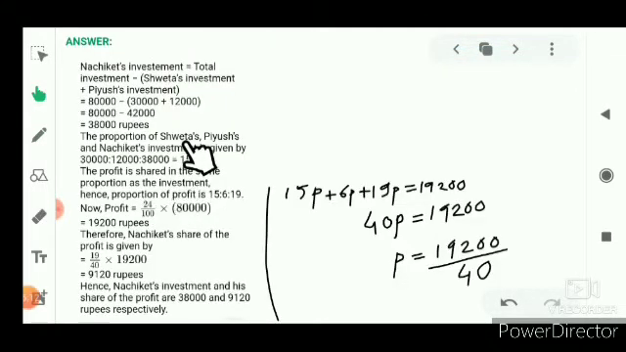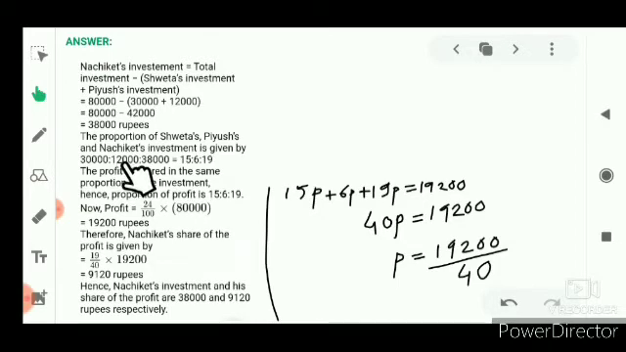So here the total investment is given, and also Shweta's investment and Piyush's investment. So Nachiket's investment is the total investment minus the sum of these two investments, that is Shweta's and Piyush's, right? So total investment, 80,000, minus Shweta's investment of 30,000 plus Piyush's investment of 12,000. So 80,000 minus 42,000, that is 38,000 rupees.